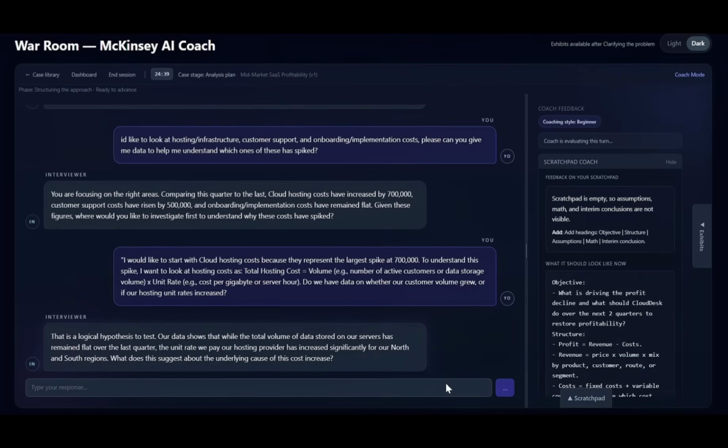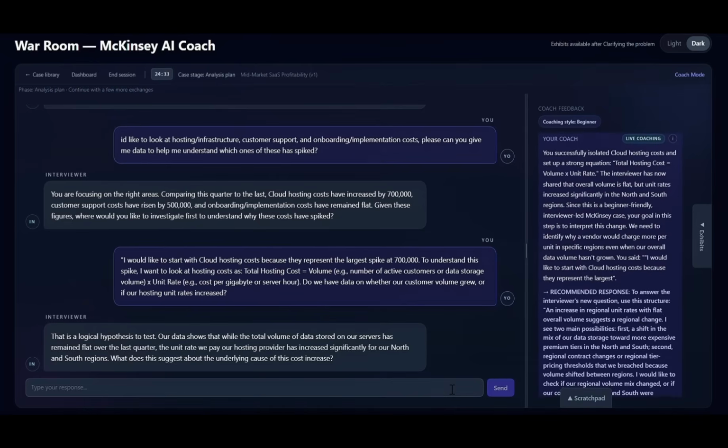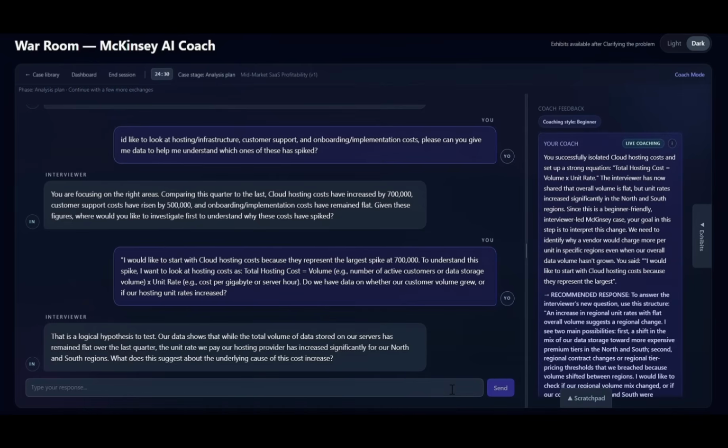Great. So our interviewer tells us that our data shows that while the total volume of data stored in our service has remained flat, the unit rate we pay has increased significantly in the North and South region. And the question we're asked is, what does this suggest about the underlying cause of this cost increase? This is very complicated. And once again, if we're stuck, we have our coach. It can help us understand exactly what we should be thinking.